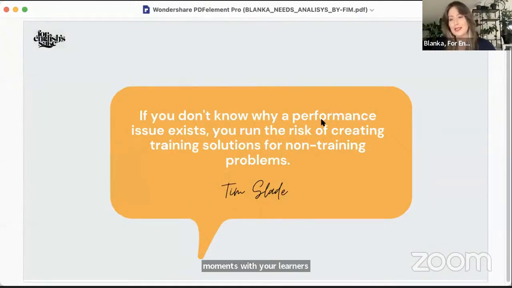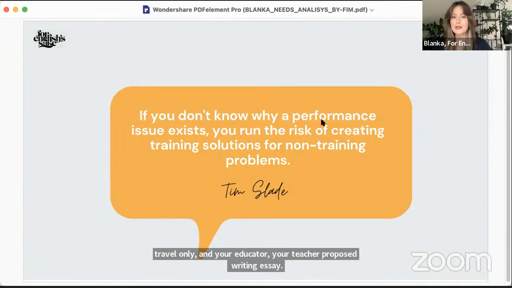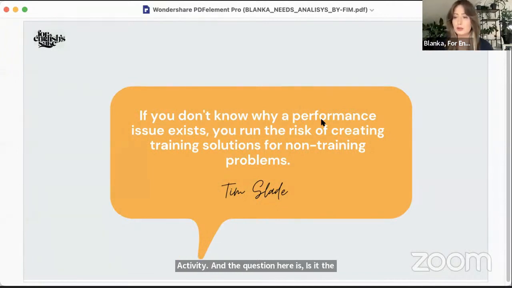Another key factor is when you as a teacher, at the same time you as a learner, which I ask you to be today as well, don't know why a specific problem exists, you are at high risk of creating solutions for non-training problems. For example, you as a learner want to have this language in order to travel only, and your educator, your teacher, proposed a writing essay activity. And the question here is, is it the performance, and is it the solution that will lead you to attain your goals? No, it is not. That's why without proper needs analysis, we run a high risk of misinterpreting many factors.